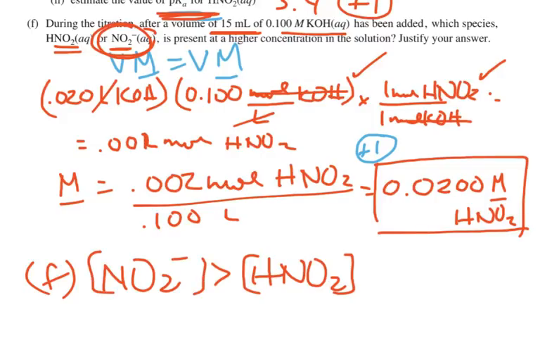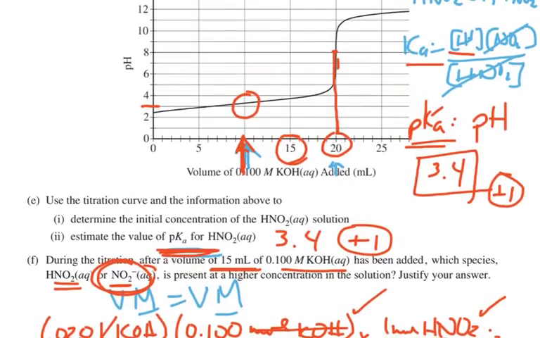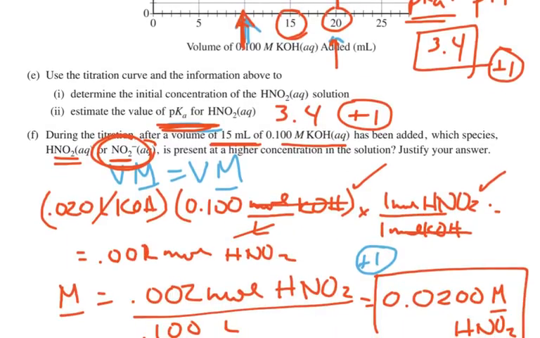And we can say because we are beyond the half titration point, and at the half titration point these were equal to each other, and we continue to change HNO2s into NO2 minuses, so we're going to have more of the NO2 minuses at 15 milliliters. Now when we get to 20 milliliters, then we have all NO2 minuses, but that's not this question. And that is the entire question number 2. 10 points.